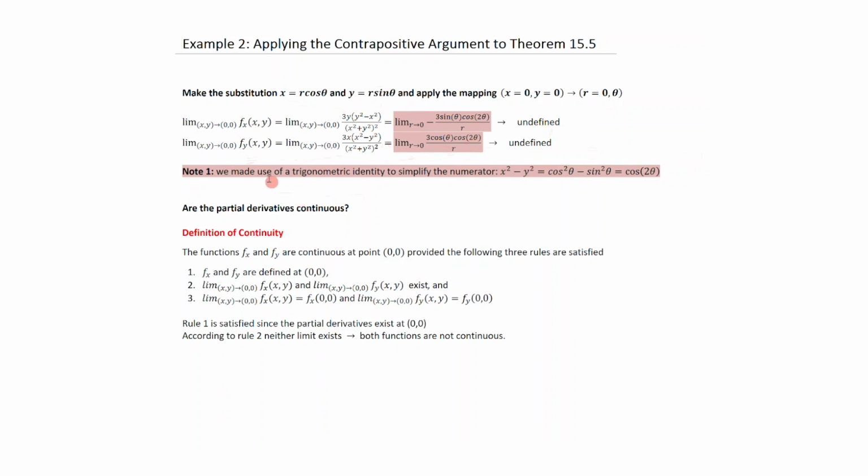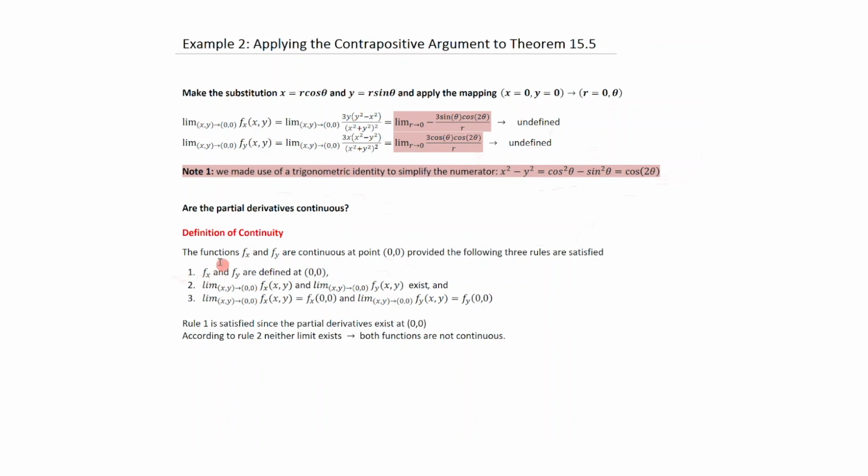So note 1, we made use of a trigonometric identity to simplify the numerator. So x squared minus y squared is just cos squared minus sine squared, which is cosine 2 theta. So question: are the partial derivatives continuous? All right, we know already from this we've got a problem.